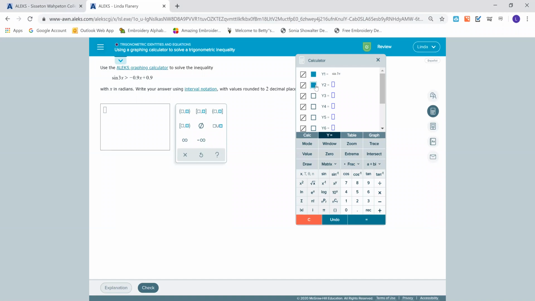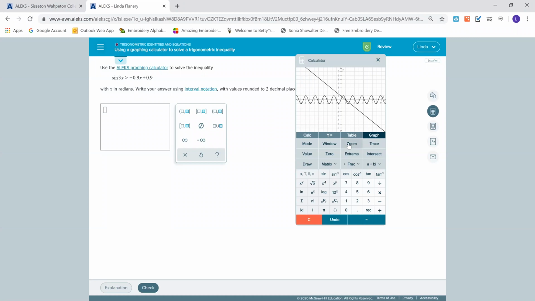And then for y2, I am going to do the line negative 0.9x plus 0.9. So I have my two sides of my equation. Y1 is the sine of 3x, y2 is negative 0.9x plus 0.9. I'm going to hit the graph button. And what I want to do is zoom in here on that section.